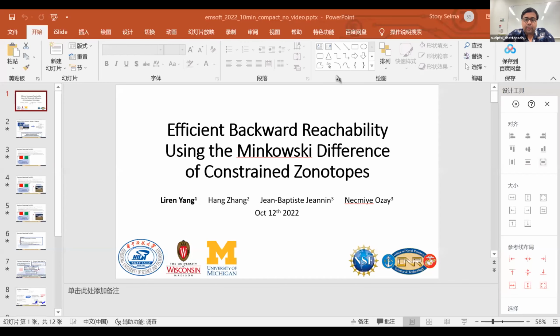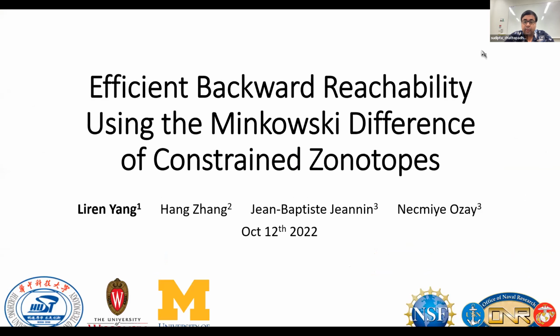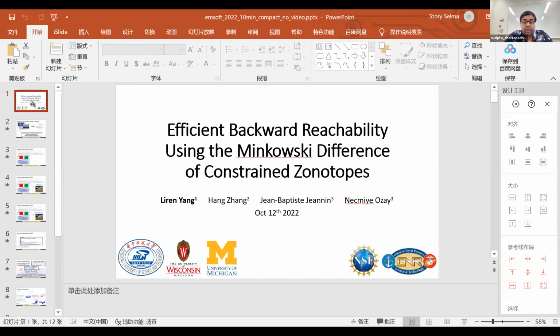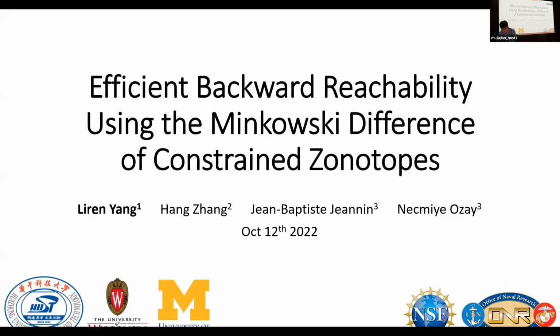So the second presentation would be by Liren Young. He's a lecturer at Huazhong University. After finishing his PhD and postdoc at the University of Michigan, he joined as a lecturer. His research interests are in control theory and formal methods, with application in verification, control synthesis and falsification in safety-critical cyber physical systems. So over to you. Thank you for the introduction.